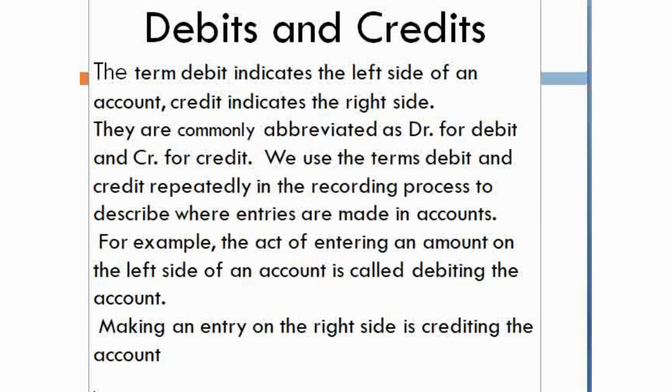Next topic we can see debits and credits. The term debit indicates the left side of an account, credit indicates the right side. They are commonly abbreviated as DR for debit and CR for credit. We use the terms debit and credit repeatedly in the recording process to describe where entries are made in accounts.